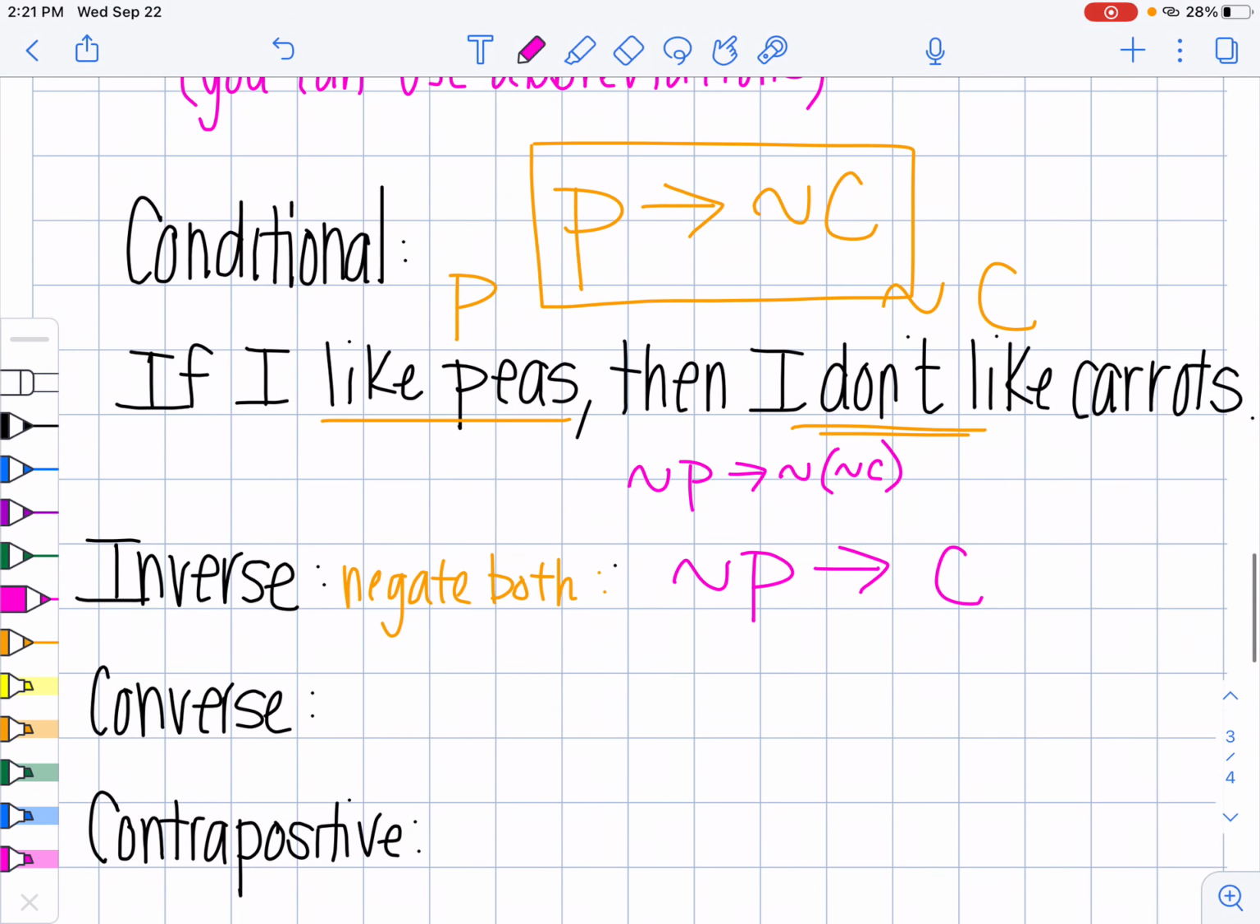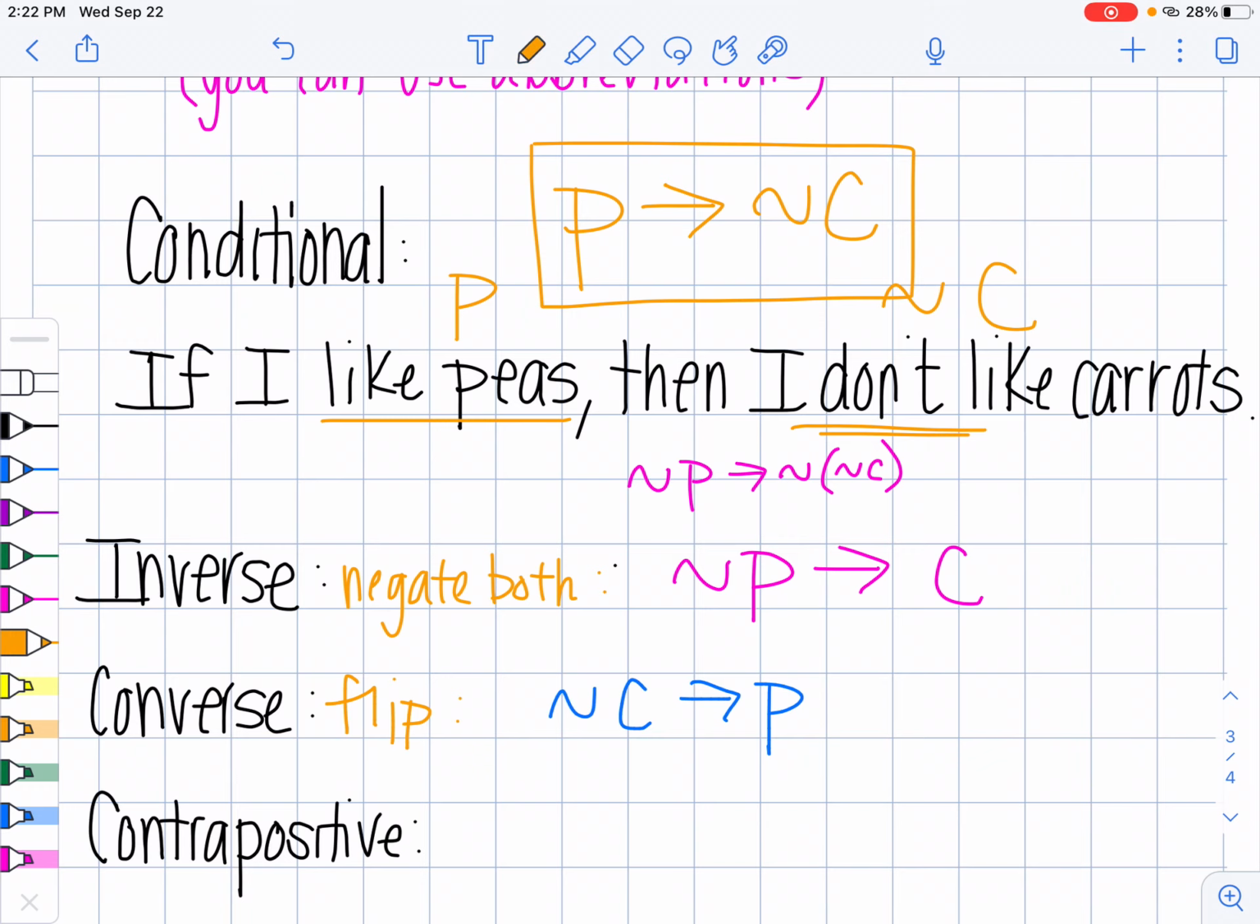The converse says you flip them. Remember, I always use my conditional as my baseline, as my base for where I'm doing my problem. So I'm going to flip my conditional, and I have squiggly C, then P. So what does that even say? This says, if I don't like carrots, then I like peas. Much easier to write out the abbreviations than to write out the whole sentence.